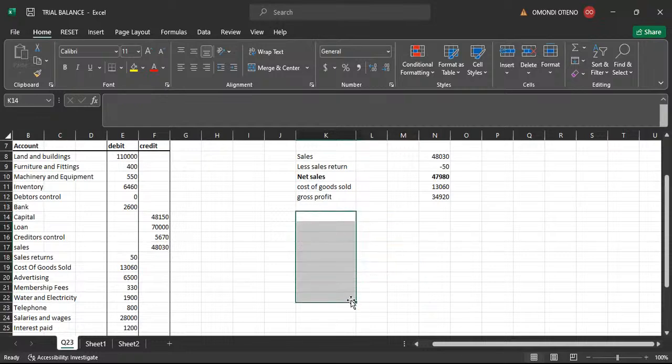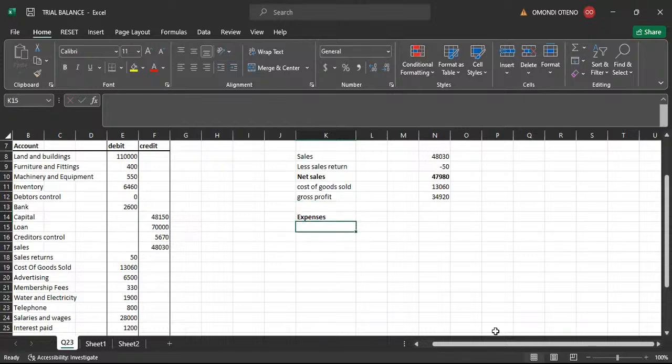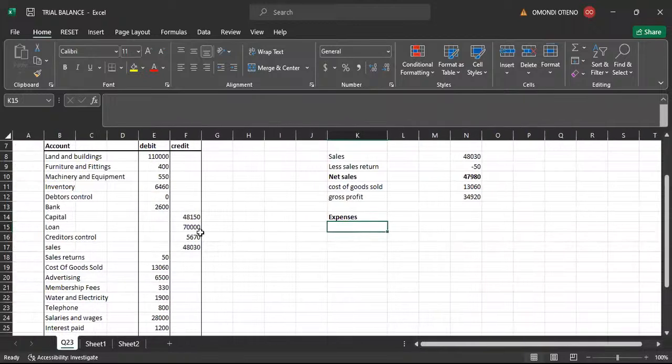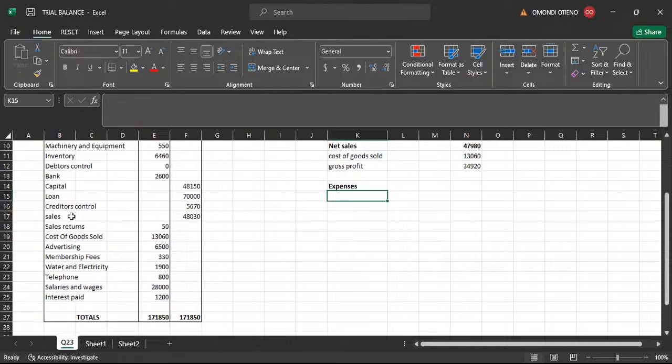Okay, so that's done. After getting our gross profit, because we don't have any other income item, we are going straight away to operating expenses. We just indicate expenses. And the first expense item that I'm able to see here, I want you to mention them as I write them down, because by doing that, I will be able to know whether we are able to extract information from yesterday's discussion and bring it here.